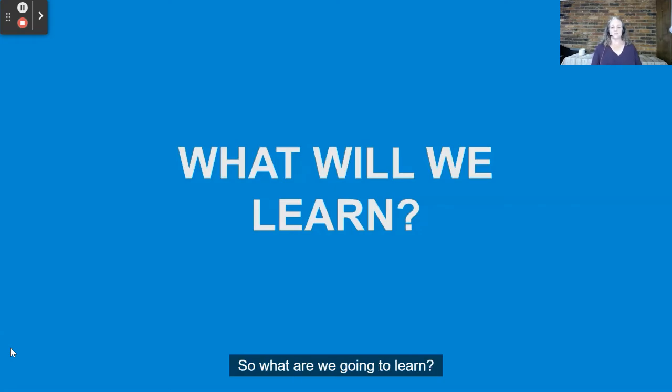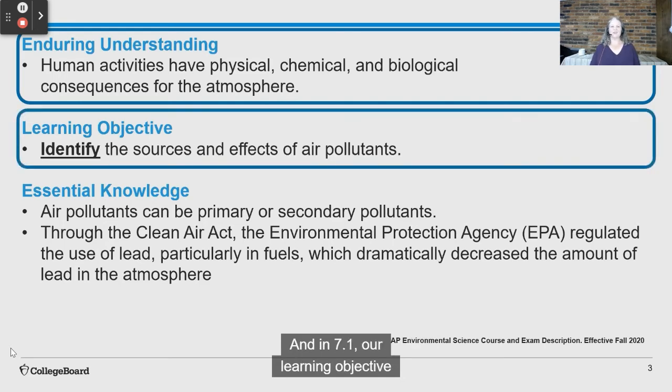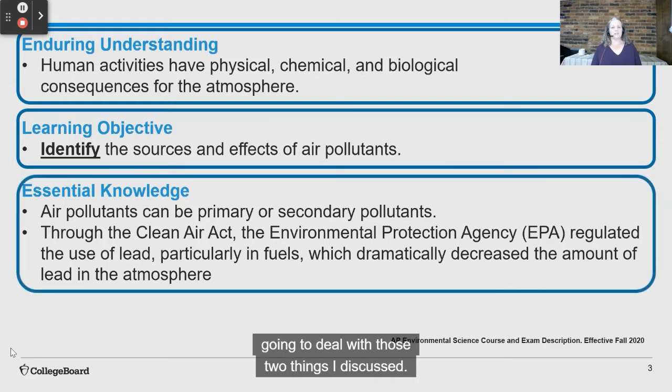So what are we going to learn? Well, for the entire unit, we are going to be keeping one enduring understanding, which is that human activities have physical, chemical, and biological consequences for the atmosphere. And in 7.1, our learning objective is to identify sources and effects of air pollutants. But today, in this video, we're only going to deal with those two things I discussed. We're going to look at primary and secondary air pollutants, what's the difference between those, and we're also going to be looking at the Clean Air Act and its National Ambient Air Quality Standards, specifically the effect it's had on lead in the atmosphere.